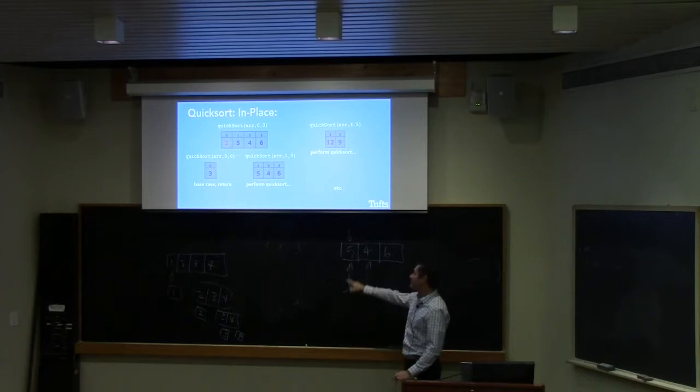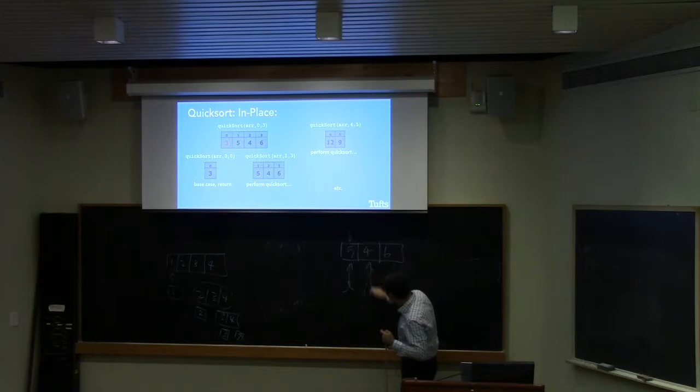Okay, this one goes this way until it gets to one that needs to be to the right of the pivot, or it crosses. Does this one need to be to the right of 5? No. Then it goes here, and all of a sudden left and right cross.